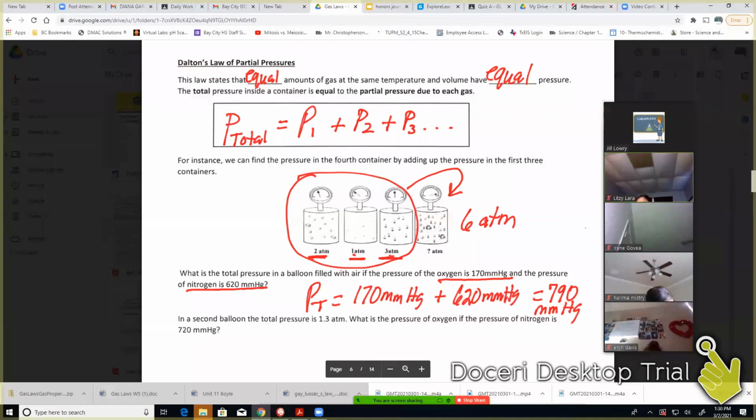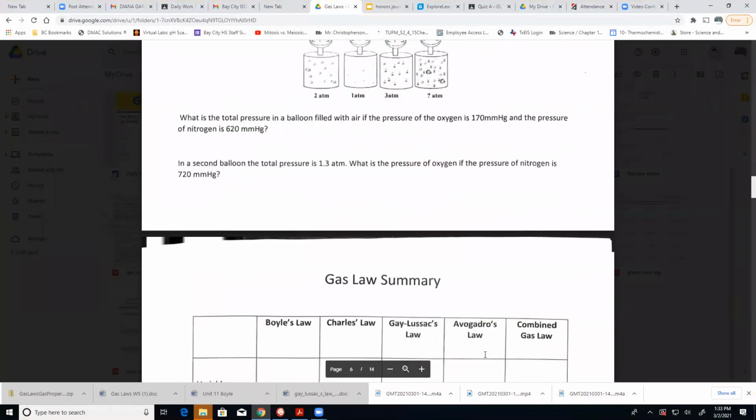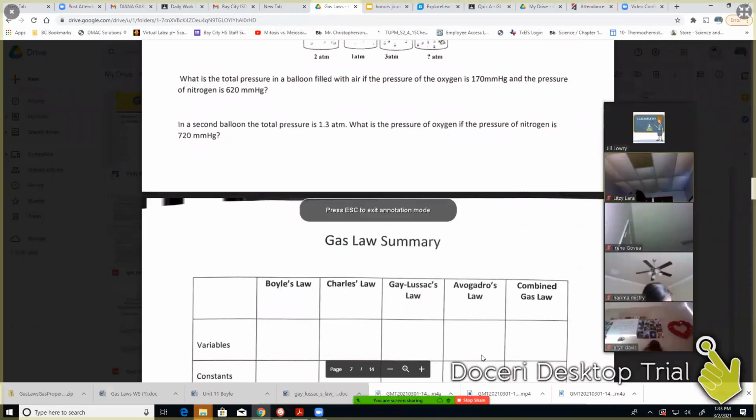All right, and then the next one is another way sometimes you'll see these problems. Instead of trying to figure out the P total, you're given the P total and you're trying to figure out another gas. So now we have a second balloon, and now we know the total pressure. So that's my P total. What is the pressure of the oxygen if the pressure of the nitrogen is 720 millimeters of mercury?